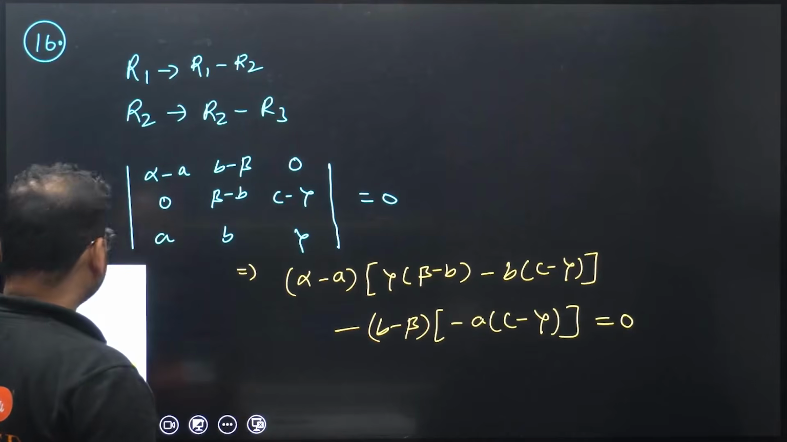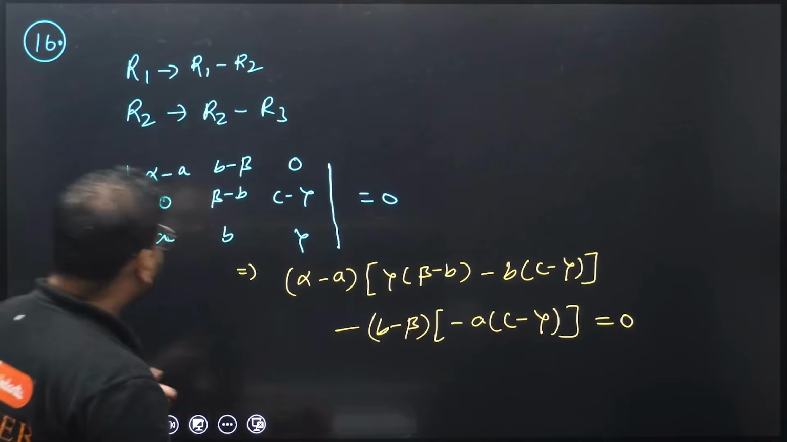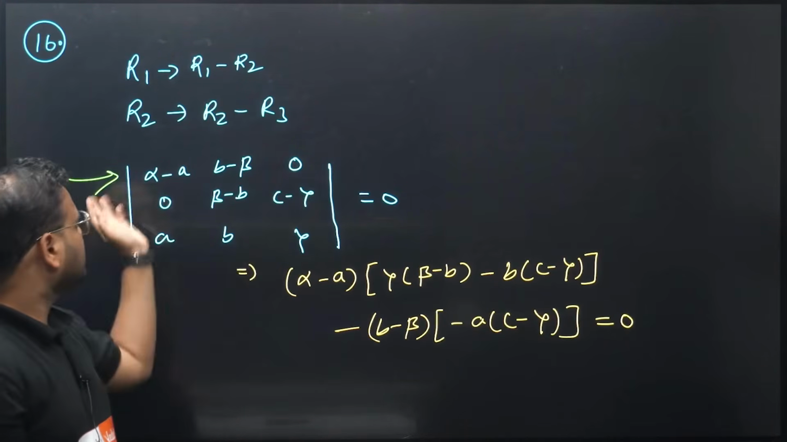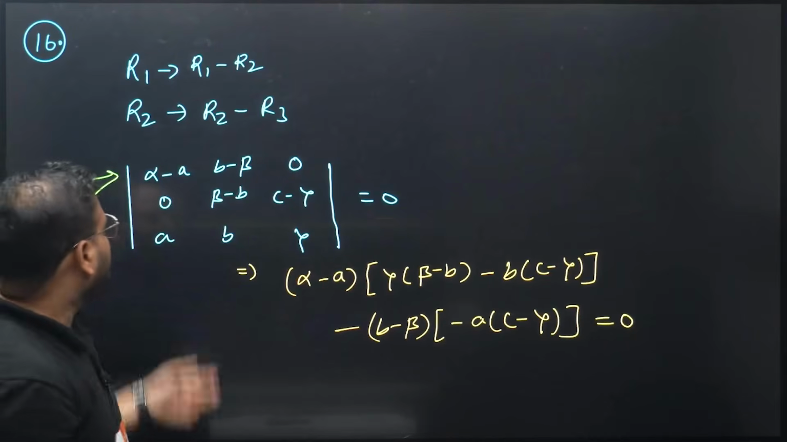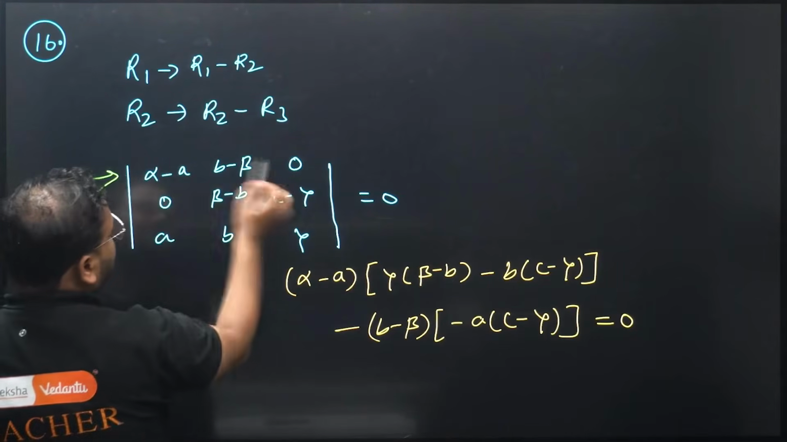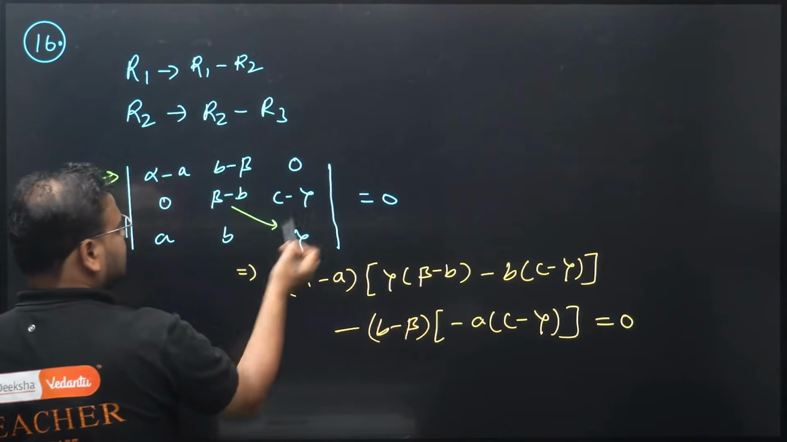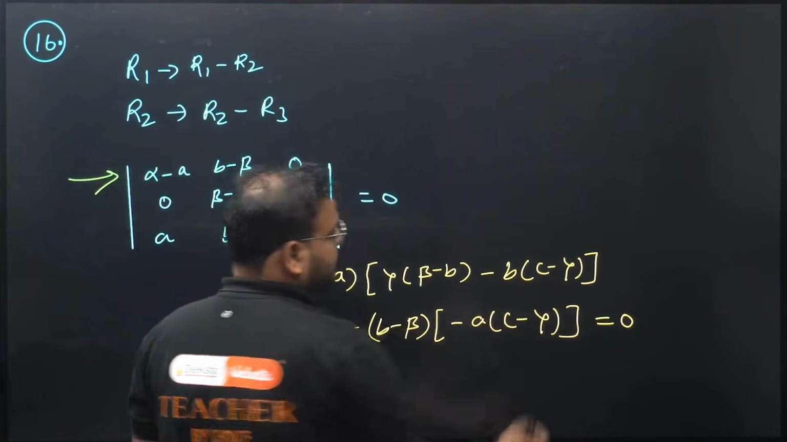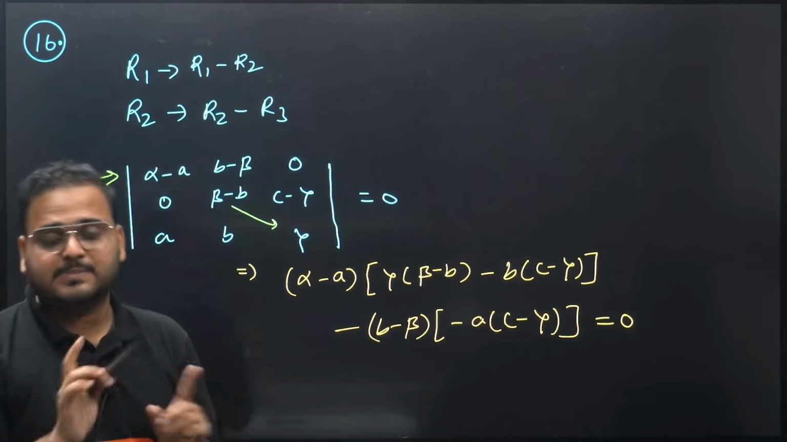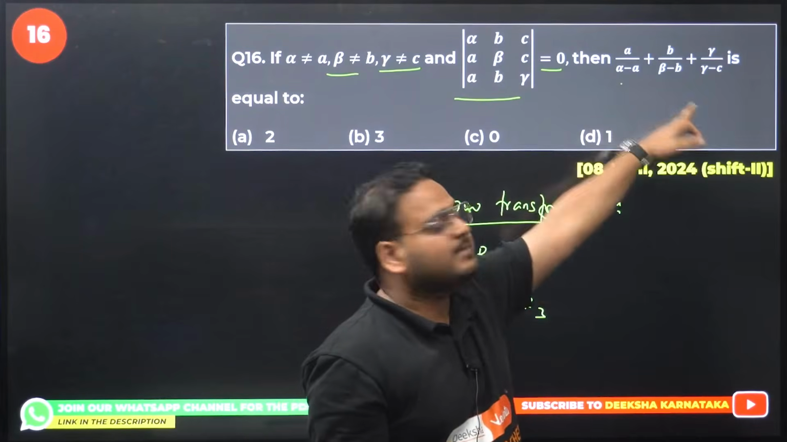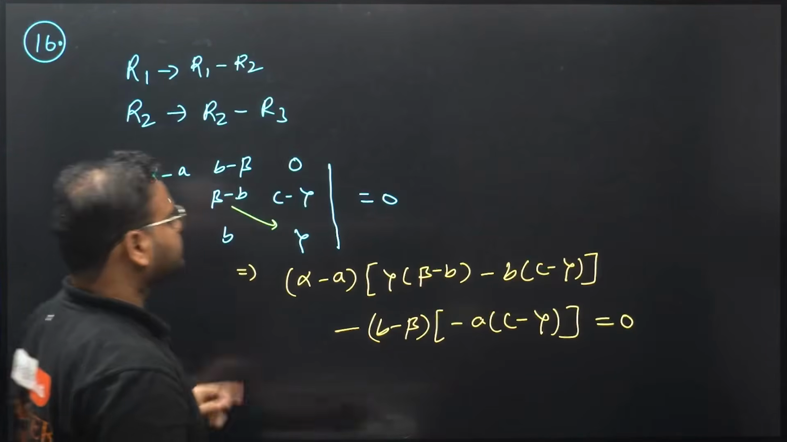Now what is the next step? Find the determinant across the first row. Simple enough. We have 0 over here, so why not expand across the first row only? You get alpha minus A. Remove this out. You have beta minus B times gamma, and C minus gamma times B. One hint, do not expand it over here. Why? Because you're looking for alpha minus A, beta minus B, and gamma minus C. So do not expand.